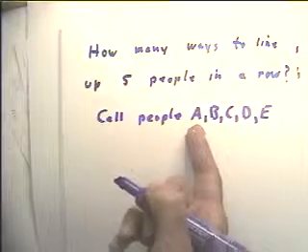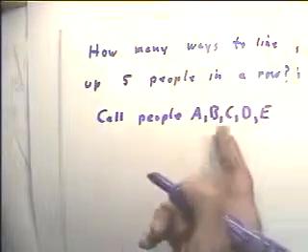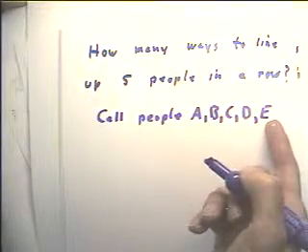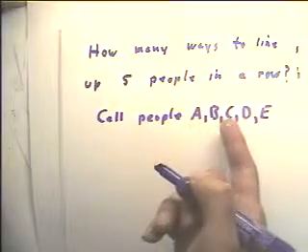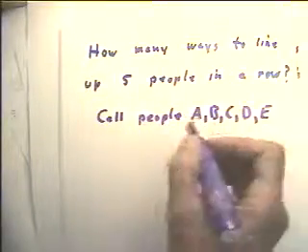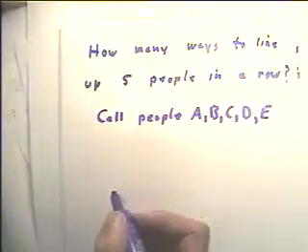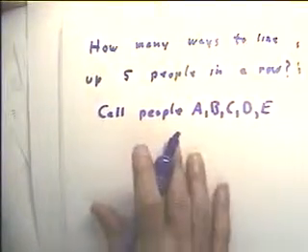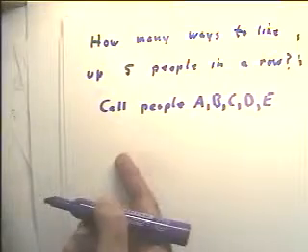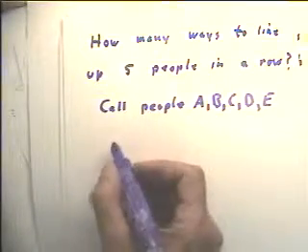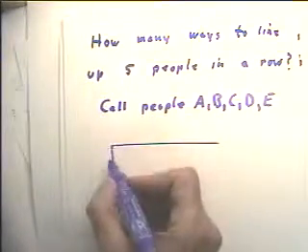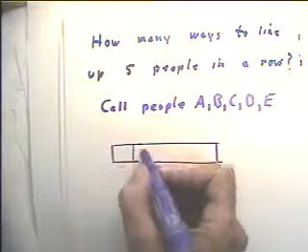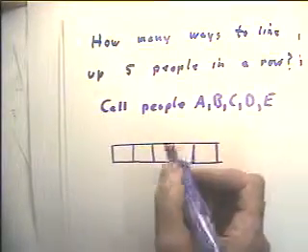So we could line them up A, B, C, D, E, A, B, C, E, D, A, B, D, E, C. We could list all the possibilities in alphabetical order. We could draw a tree, or we could use the mechanism that we've been using and see how many possibilities there are for each person.